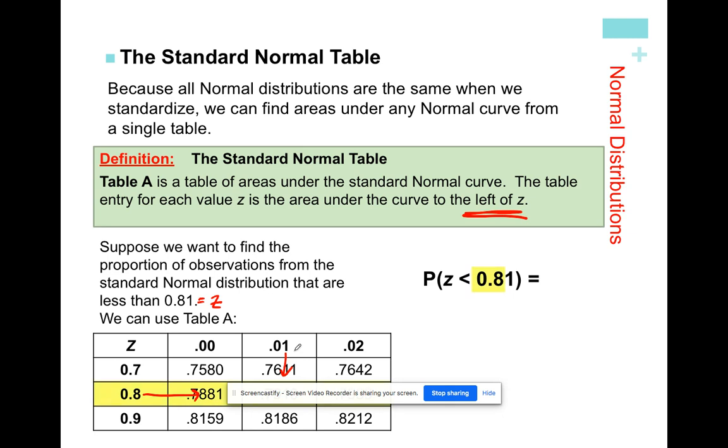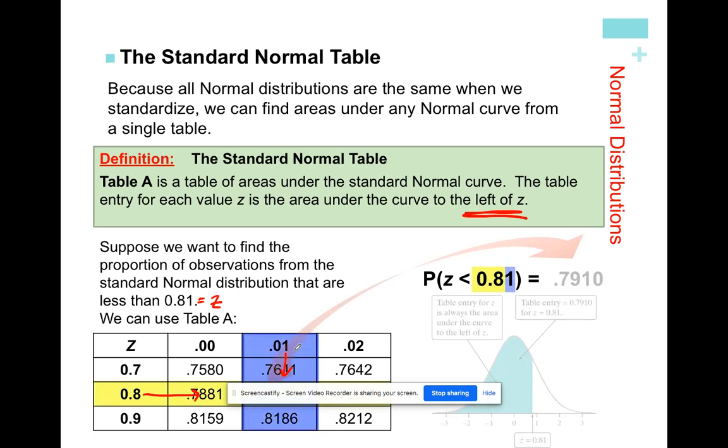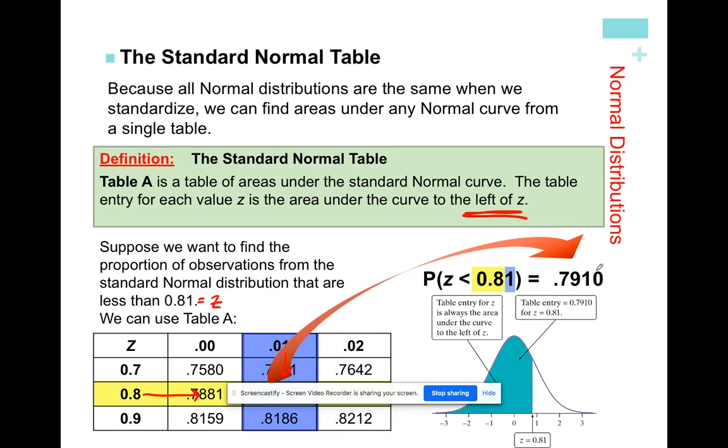So there's your 0.8, 0.01. The area to the left of that z-score is 0.7910. So essentially this is telling us that 79.1% of the distribution lies to the left of 0.81. This is notation that you should be using. The capital P is really for probability, and we'll get into that probability notation in chapter 5. But we're talking about the probability, or you can think of it as the proportion of z-scores less than 0.81, if you want to think of it that way.